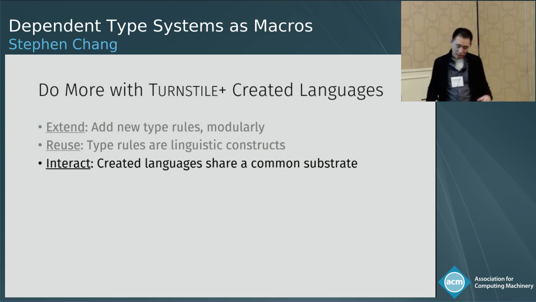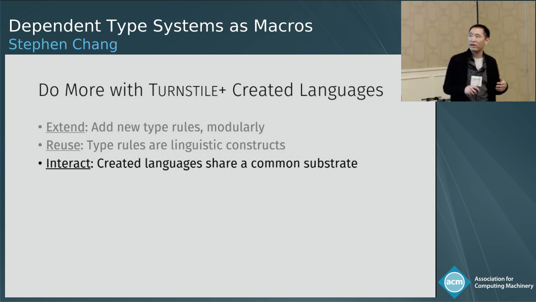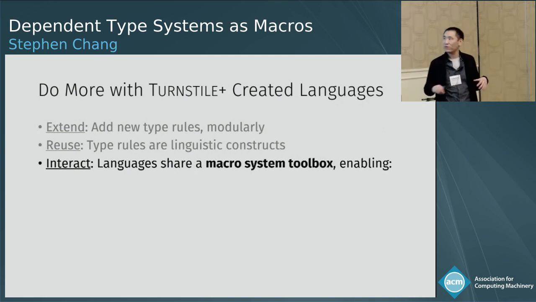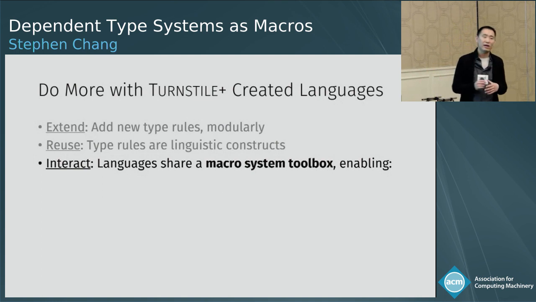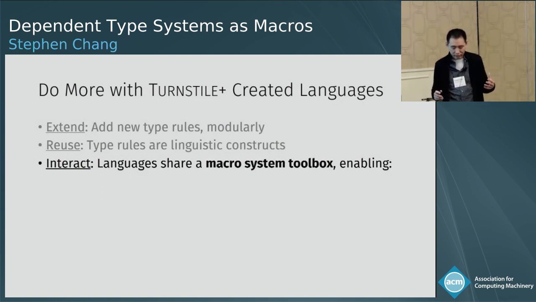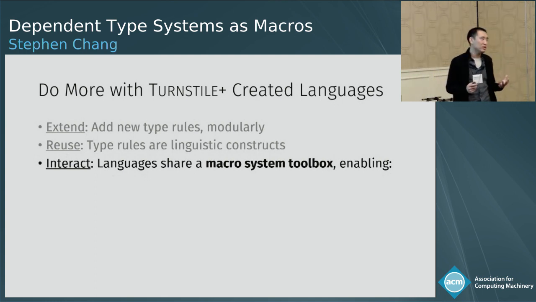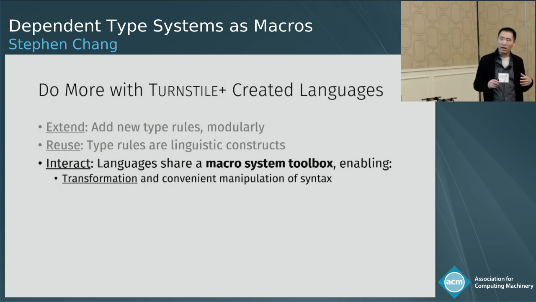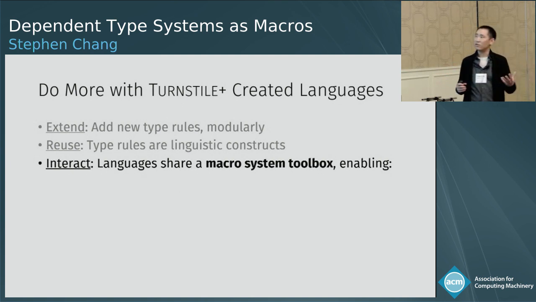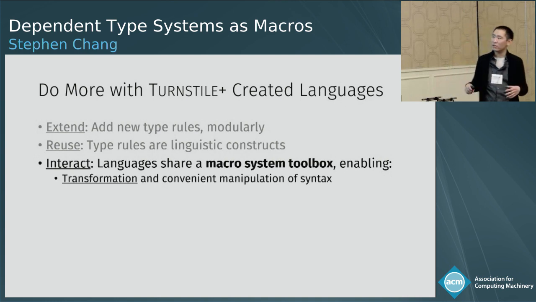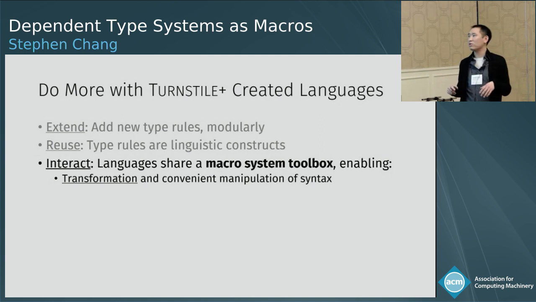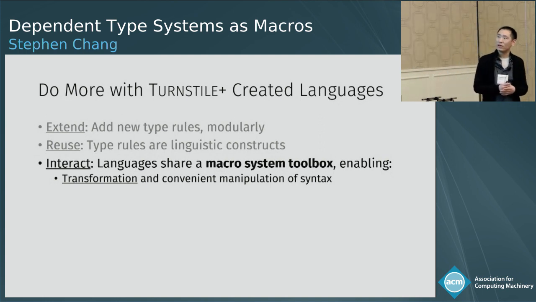All right, so languages created with Turnstile Plus can communicate in a nice way because they're all implemented with an underlying macro system. But Turnstile Plus doesn't just use the macro system internally. It makes all of the tools available to users of Turnstile Plus as well. And so users have a nice toolbox that they can use to further build languages and systems.